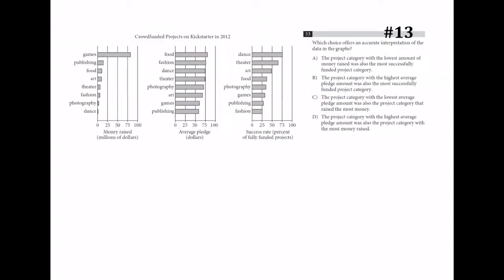Jumping back to 33, which choice offers an accurate interpretation of the data in the graphs? So we see three different graphs: the actual amount of money raised in millions, the average pledge in dollars, and the success rate in various different fields. So dance, very successful. Fashion, quite a bit less so. But if we look at choice A, the project category with the lowest amount of money raised was also the most successfully funded project category. So here, dance, the least total money, has the highest percent of success.